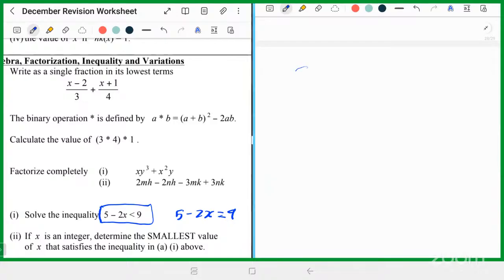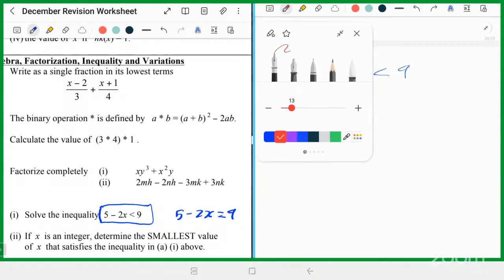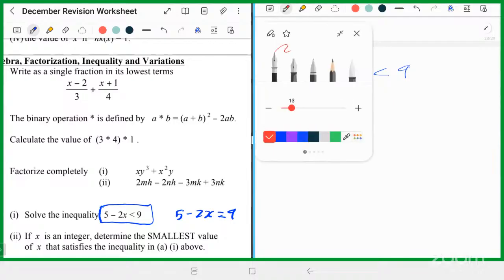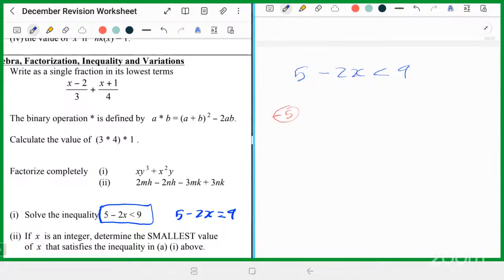So let's go. It's 5 minus 2x less than 9. I want to get rid of this 5 first, so we're going to subtract 5 from both sides. So this 5 is gone, therefore minus 2x. And then 5 subtracted from this side is 4. But the sign stays the same because I did not multiply or divide with a negative number. I just subtracted 5. Same as saying take this 5 and carry it over this side, and get 9 minus 5 is 4.